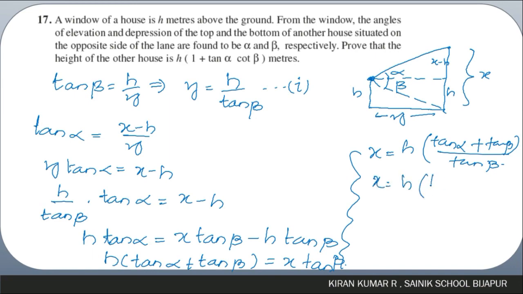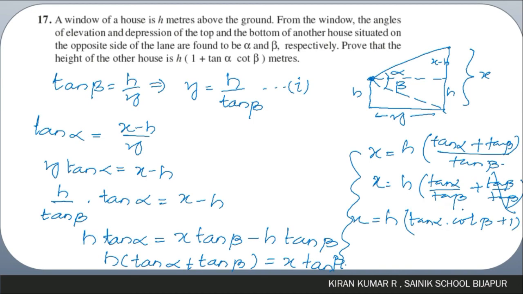Here, h times tan alpha by tan beta plus tan beta by tan beta, tan beta gets cancelled. We get x as h times (tan alpha into cot beta plus 1). I have written 1 by tan beta as cot beta. So this is the height of the other house. Hence we have proved it. Let us solve the last question of the exercise.